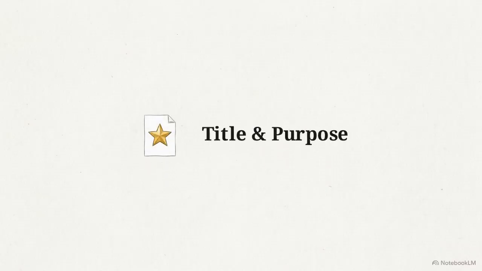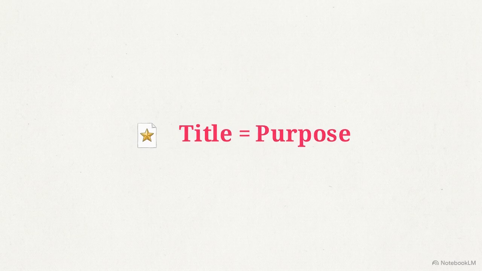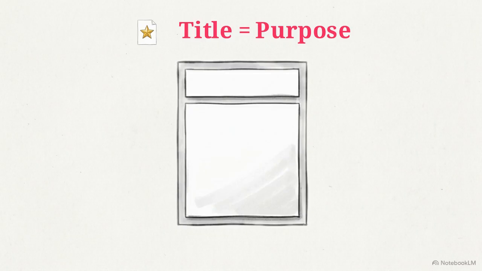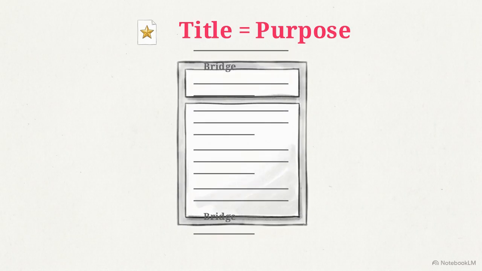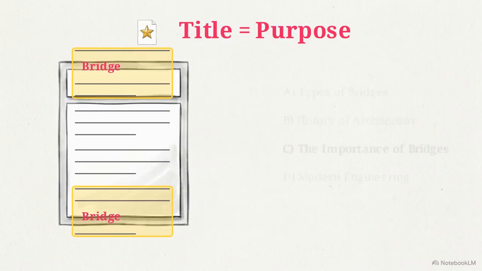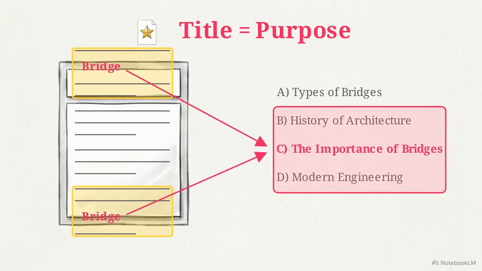Now we reach the final stop on our map, title and purpose questions. The title of a passage and its overarching purpose typically mirror each other, and you'll find the evidence for both anchored in the same specific sections. You find these answers by scanning the first and last paragraphs for repeating words or direct synonyms. Notice how the word bridge repeats at the start and the finish, pointing us straight to the correct option, the importance of bridges.